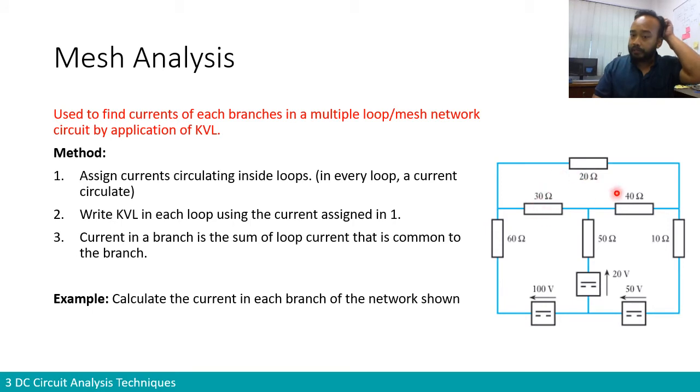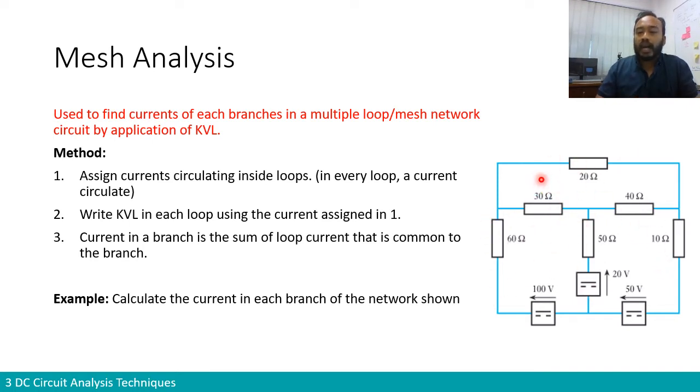But to be specific, in terms of mesh, the smallest form of loop, we have 1, 2, 3, right? So when we have multiple loops like this, and we want to find the current inside each branch, what is a branch? A branch is basically a line where we have a component in a loop. For example, across this 20 ohm, across this 30 ohm, 40 ohm, these are branches. You have one branch over here, one branch, and another branch.